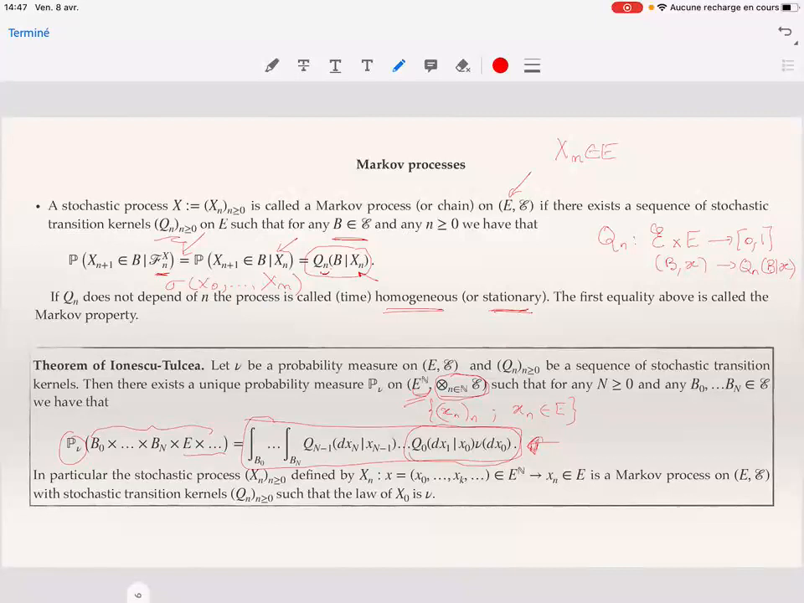In particular, if you have the existence of this P nu, and you define Xn as the stochastic process on this probability sample space, just by associating the nth coordinate, then you get a stochastic process, and this stochastic process is exactly a Markov process which satisfies this property. Are there any questions?